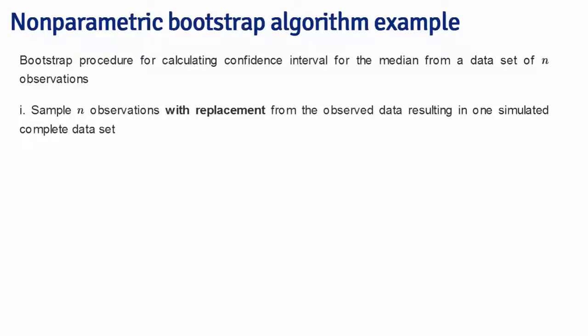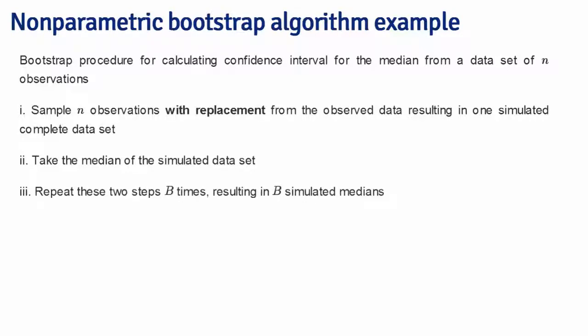When you get a resampled data set, in our example, we're going to take the median, or if you're using a different statistic, you'll simply take that statistic of the simulated data set. Then you're going to repeat this step over and over. I say b times here, where b is the number of bootstrap resamples. You want b to be large so that your Monte Carlo error is small.